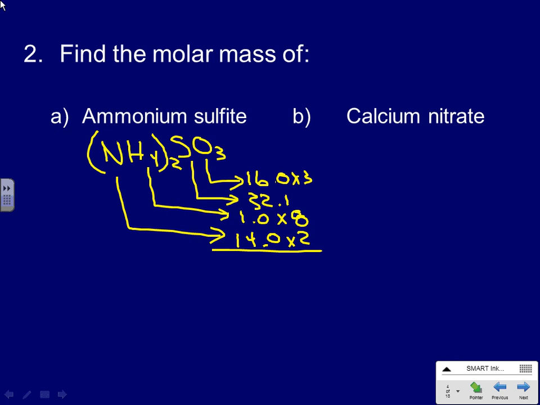Run it through your calculator. Again, this is a tool you're going to need to use. We'll take the number when you get it. 116.1. And here's the big difference. The unit is grams. Grams per mole.